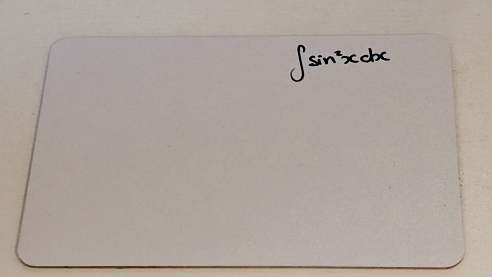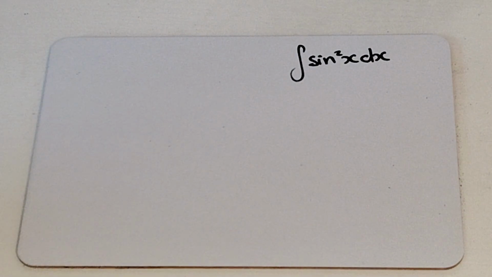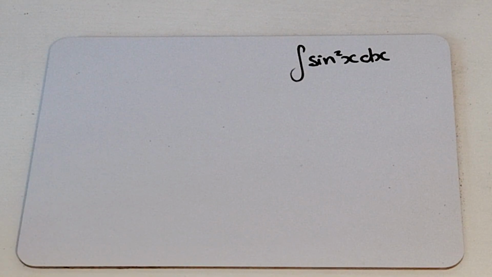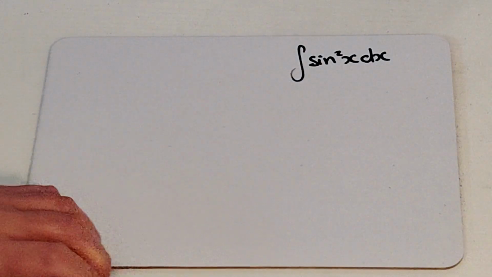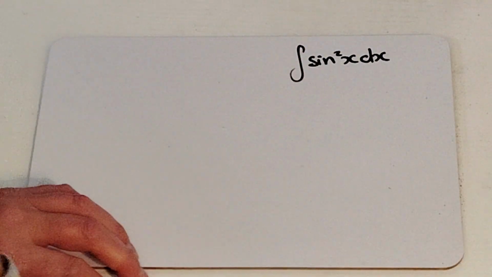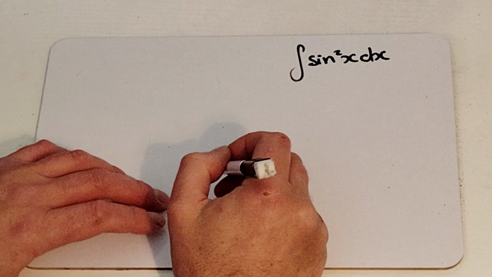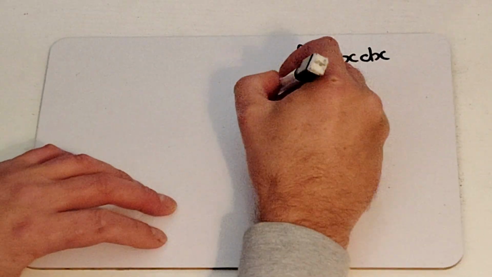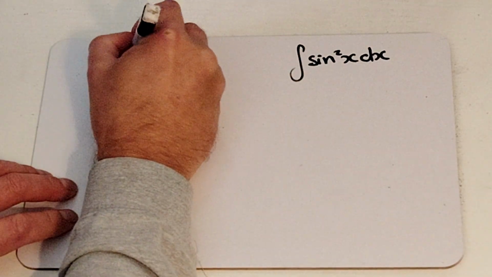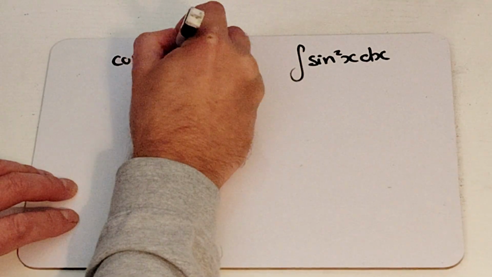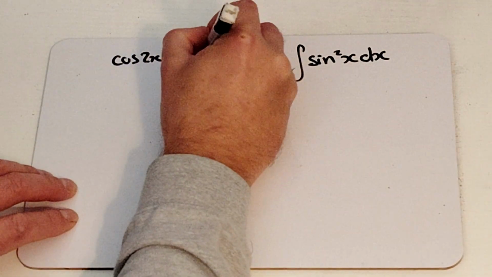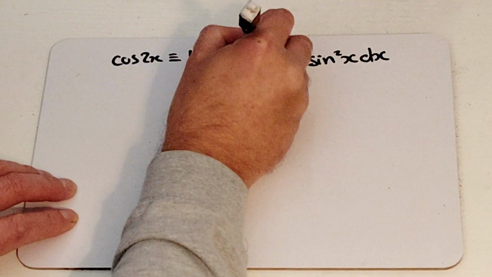So I'm going to do a series of integrations of increasing powers of trig functions. I'm going to start off with sine squared x, which we cannot integrate directly. But what I can do is use one of the trig identities from the double angle formulae, which I'm going to put over here. Cos 2x is equivalent to 1 minus 2 sine squared x.